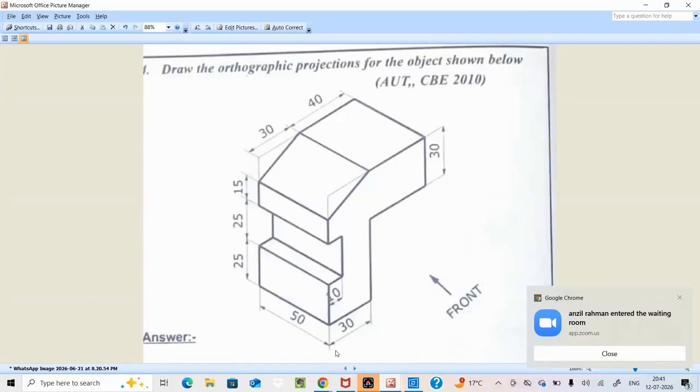Just a rough sketch will do. A rough sketch of your front view, top view, and your left side view. The only thing is the left side view should be drawn on the right hand side. The front view should be at the top. Below that you should draw your top view, and the left side view will be on the right hand side.